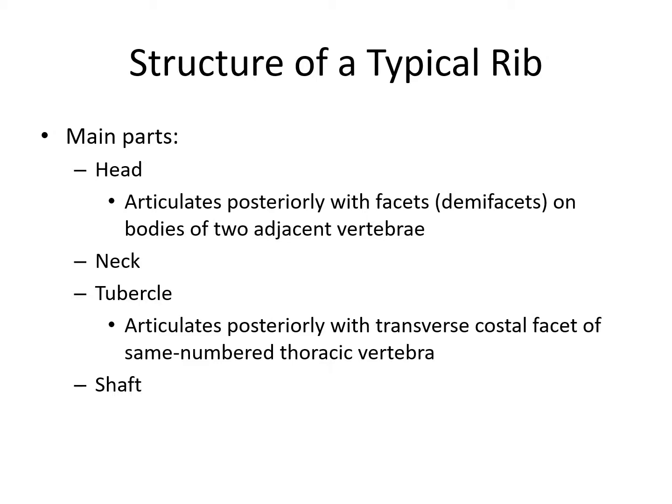So recall how we have thoracic vertebrae T1 through T12. For the ribs that attach to those thoracic vertebrae, in the case of the tubercles, that is going to be the same numbered vertebra attaching to the ribs. And then the shaft, which is basically the main part of the rib.